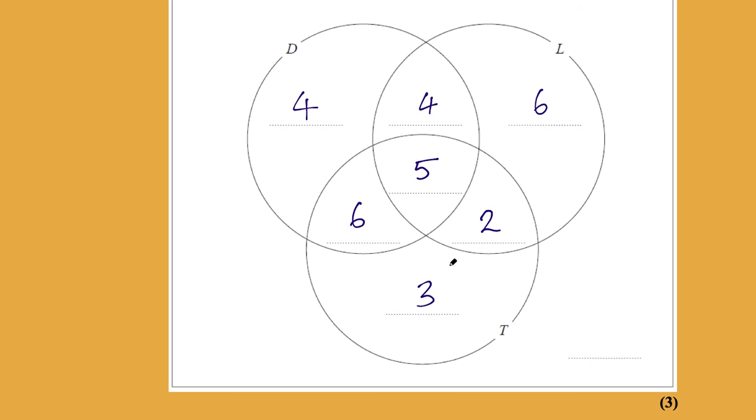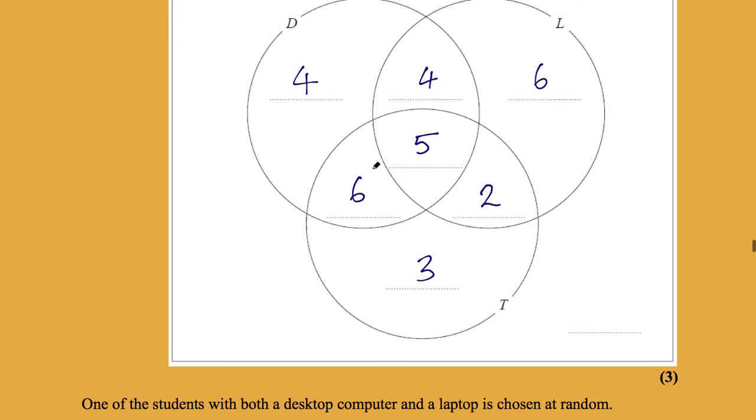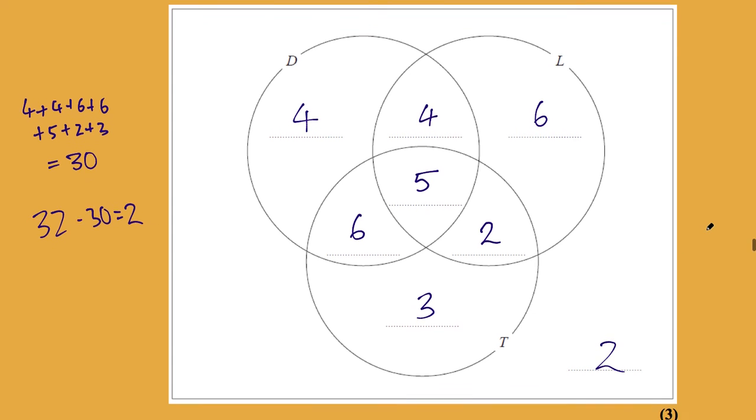And then of course there's the part outside the circles, people who don't have any of these. We're told that it was 32 people in total. So in order to work out how many are left outside, I've got 32, well let's add all of these together, 4 plus 4 plus 6 plus 6 is 20, plus 5 plus 2 plus 3 equals 25, 6, 7 equals 30. 32 minus 30 is 2, so the remaining people here are 2. So all sections are filled in there for 3 marks.